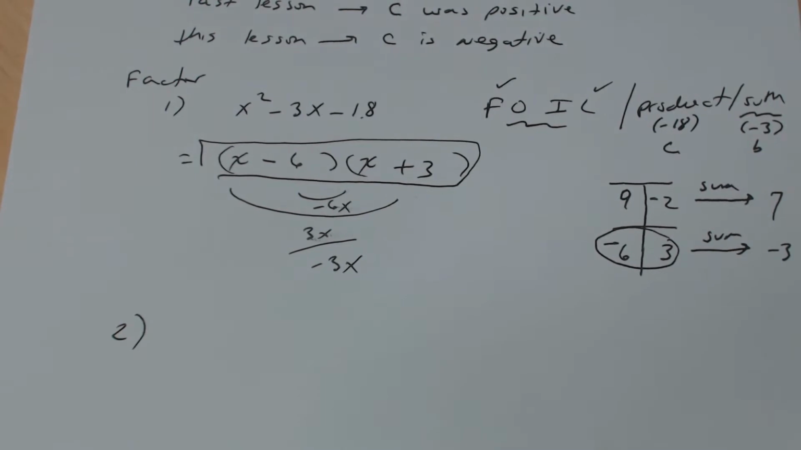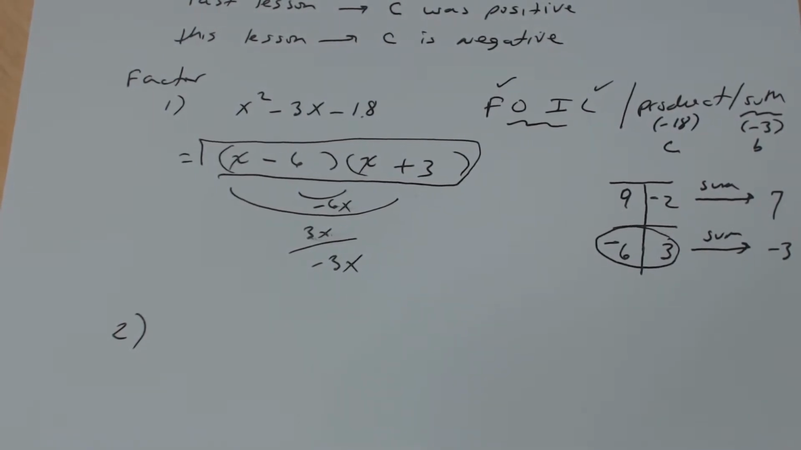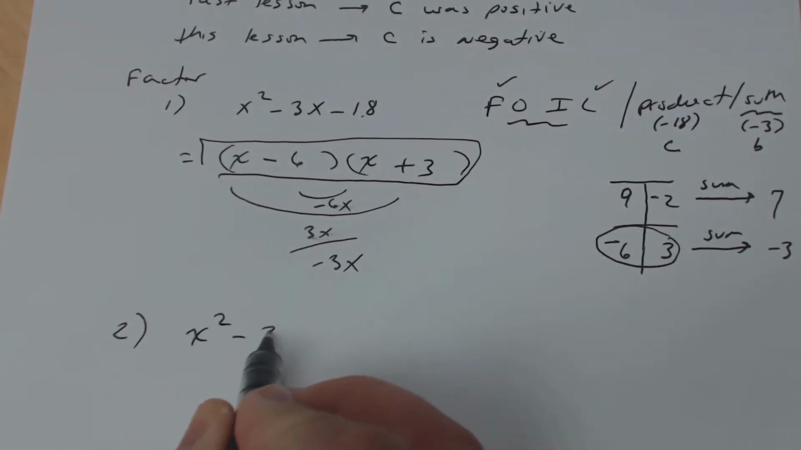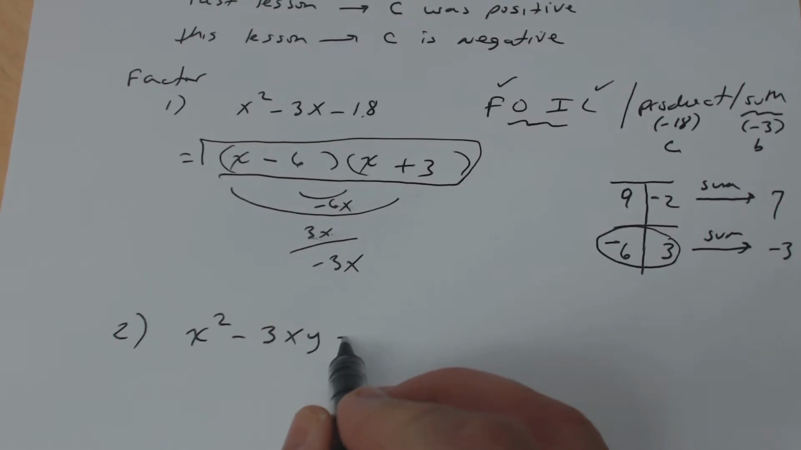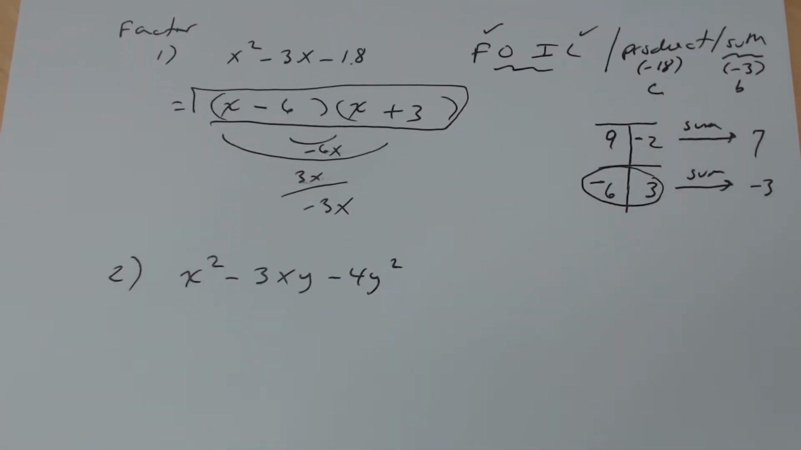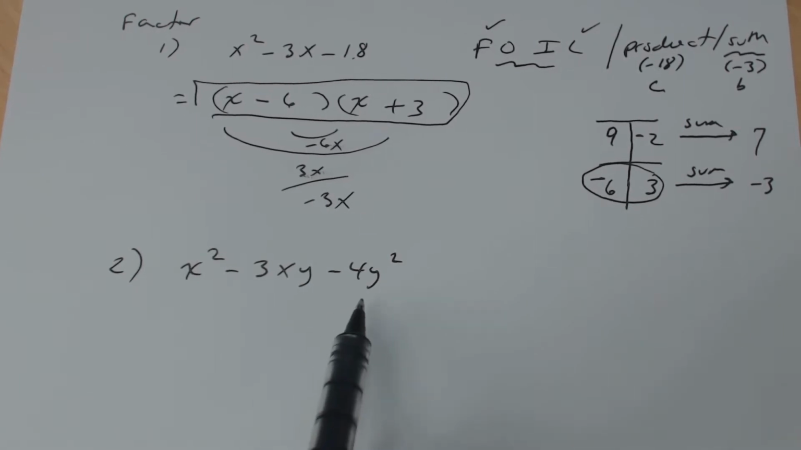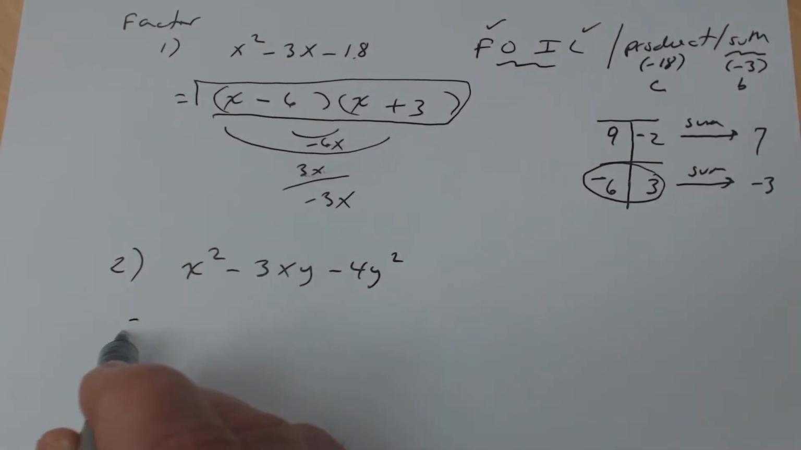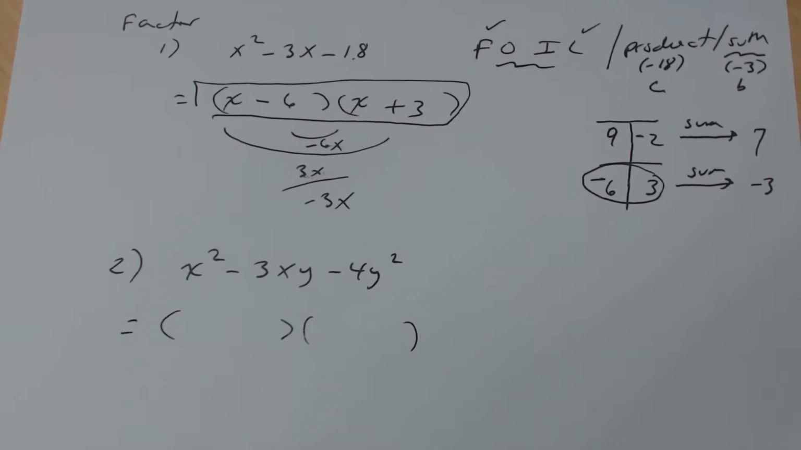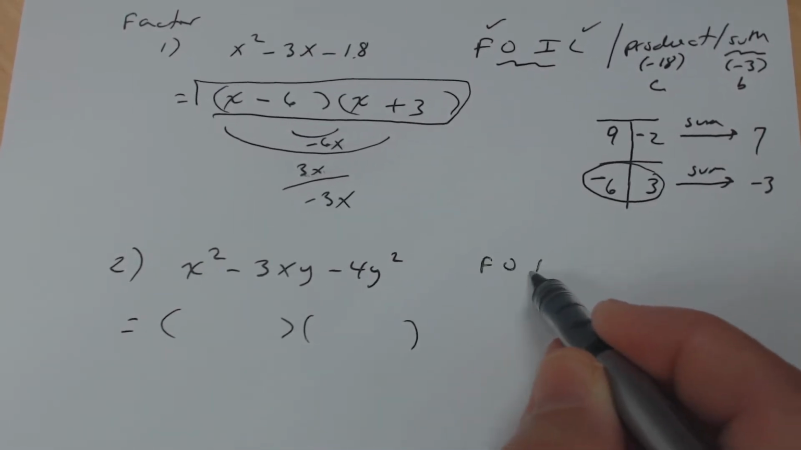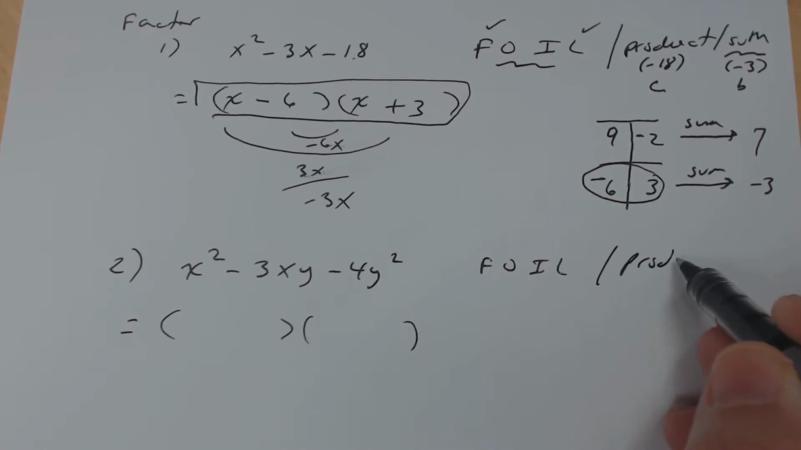All right, let's try this one. x squared minus 3xy minus 4y squared. So x squared minus 3xy minus 4y squared. Right, now again, this time you have two variables. It doesn't matter, we dealt with this before. The GCF is 1, so I'm going to go directly to two binomials. And so remember, we're going to use the idea of FOIL, and we're going to use product sum.